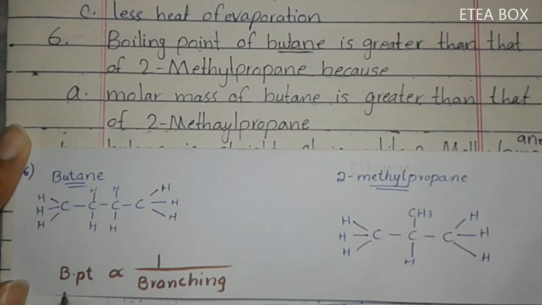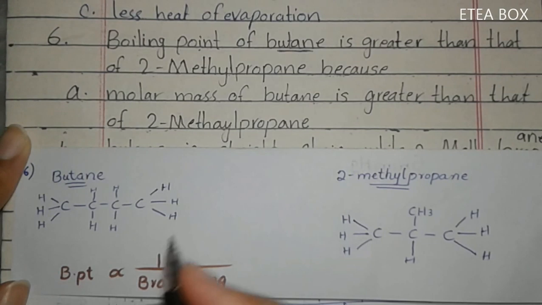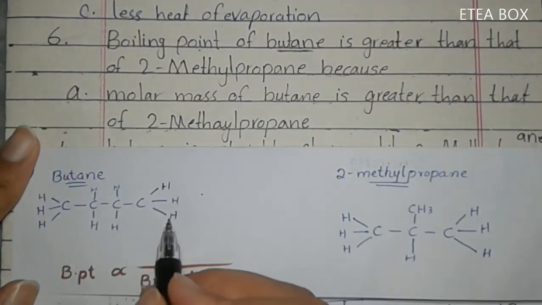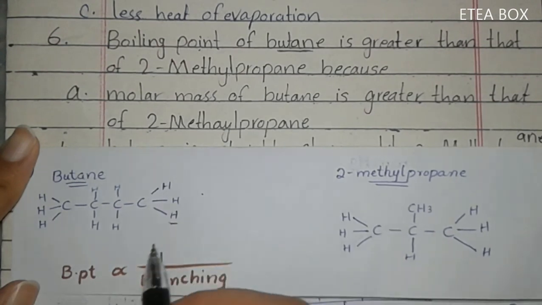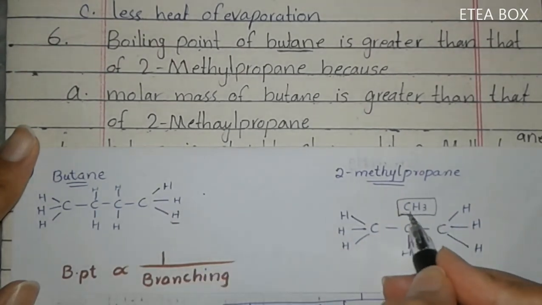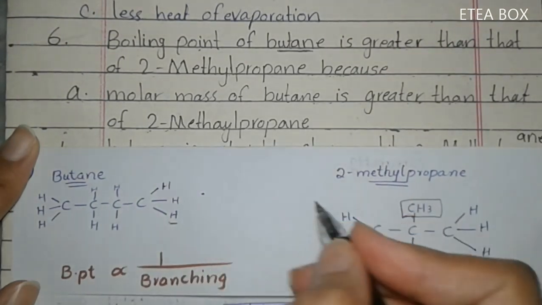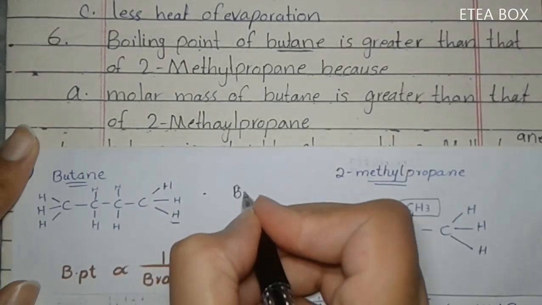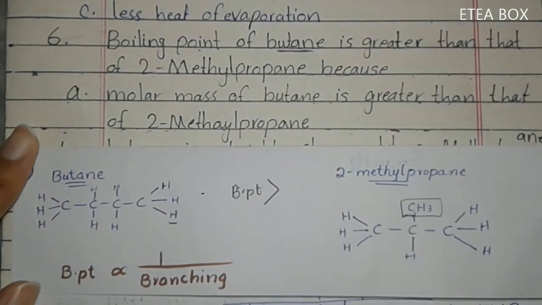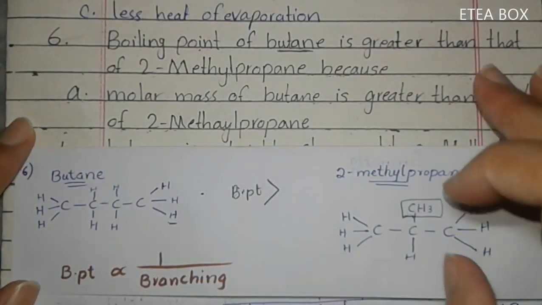So we say that boiling point is inversely proportional to branching. Here, no branching is present. This hydrogen bond is not considered as branching. These hydrogen atoms are not considered branches. This one is only considered a branch. So there is no branch, which means that the boiling point of this one will be greater than that of 2-methylpropane.